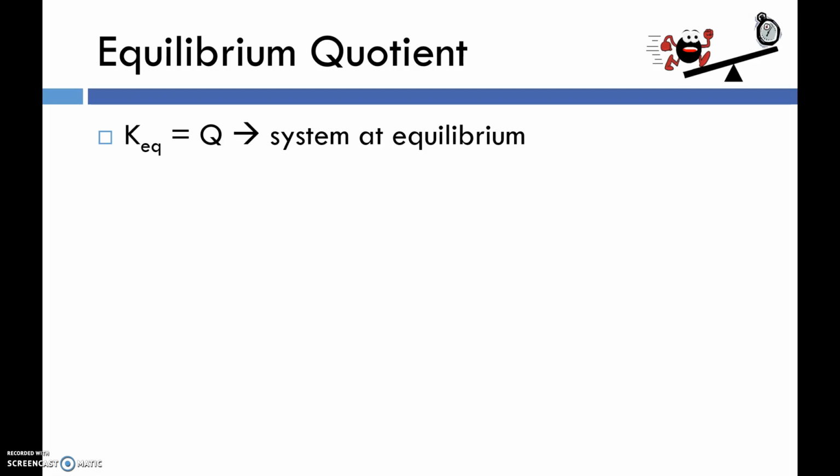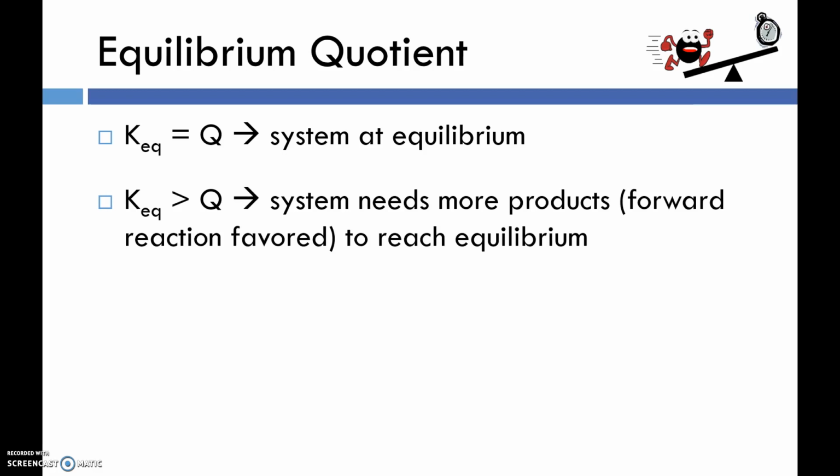We can run into a situation where KEQ is greater than Q. This means that the system needs more products. Basically, the concentration of the products is too low, the concentration of the reactants is too high, so the forward reaction would start to progress at a faster rate in order to establish equilibrium.